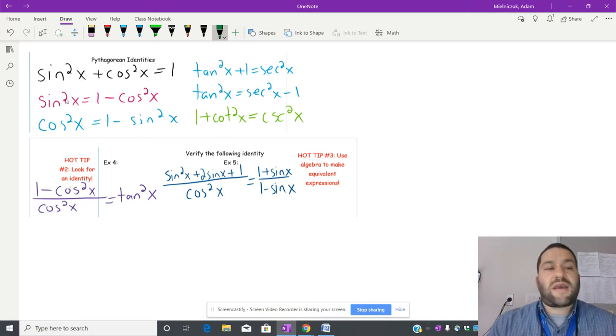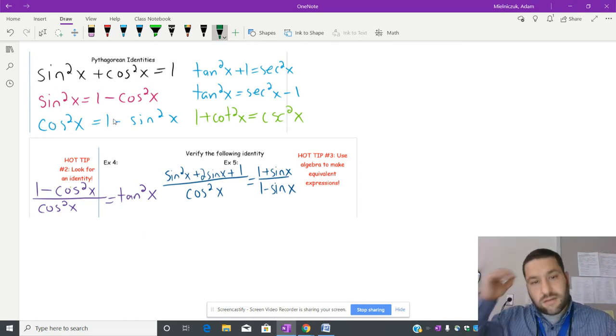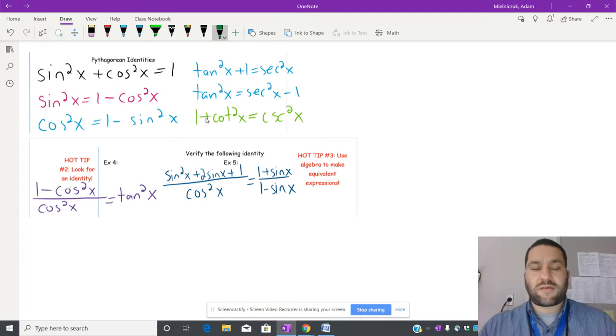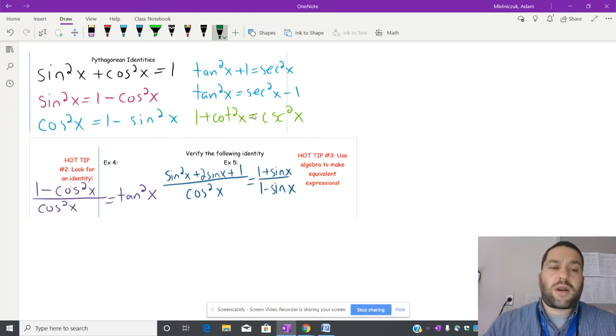Because of that, we can say that sine squared of x is equal to 1 minus the cosine squared of x, just by subtracting cosine squared x on both sides. And the same thing with cosine squared x. We could have subtracted sine squared x on both sides to get those identities. In the other identity, tan squared x plus 1 is the same as secant squared x, which means through algebra we can write a couple different ones. And the last one in green is 1 plus cotangent squared x is equal to cosecant squared x.